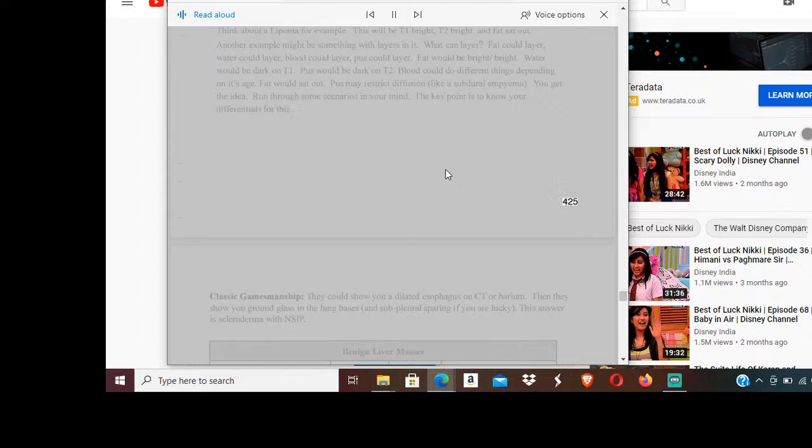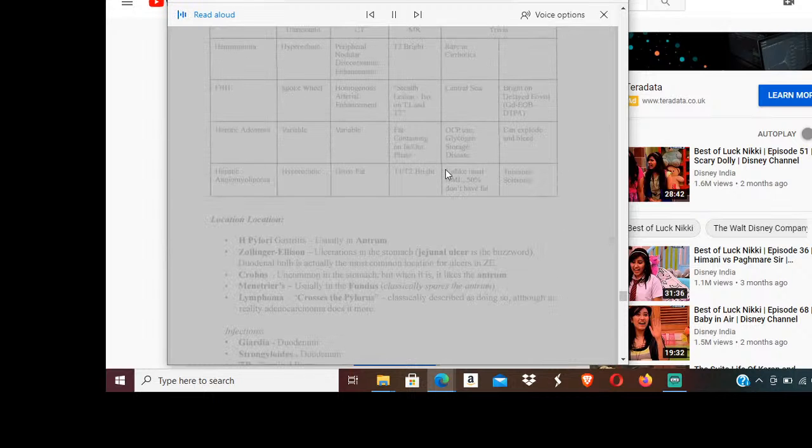425. Classic gamesmanship. They could show you a dilated esophagus on CT or barium. Then they show you ground glass in the lung bases, and subpleural sparing if you are lucky. This answer is scleroderma with NSIP. Benign liver masses, ultrasound, CT, MR trivia.